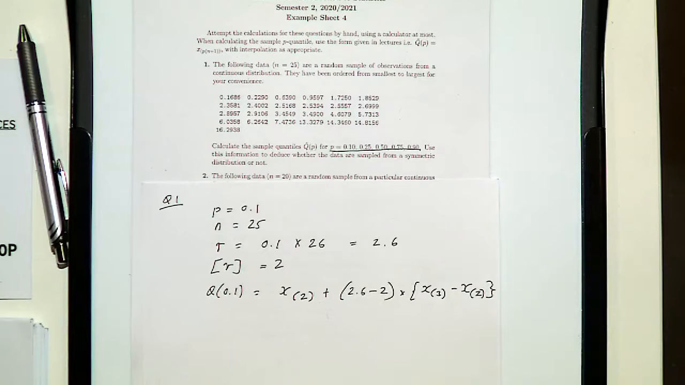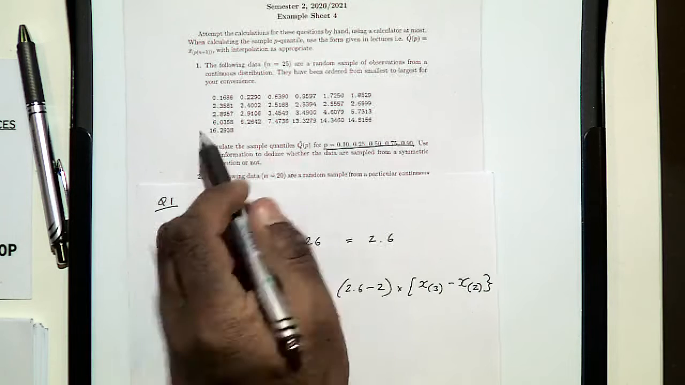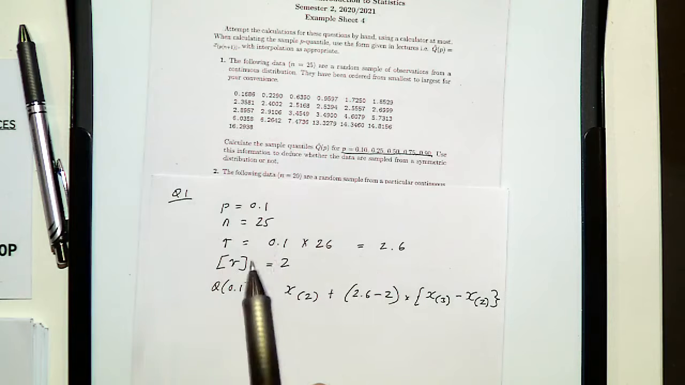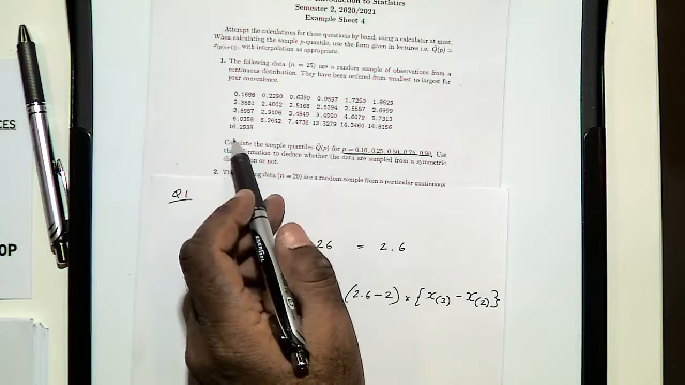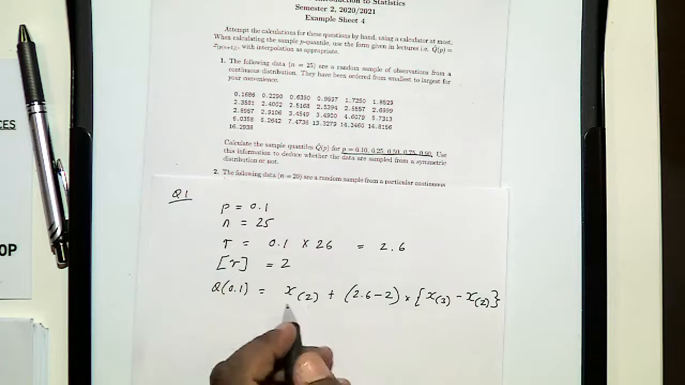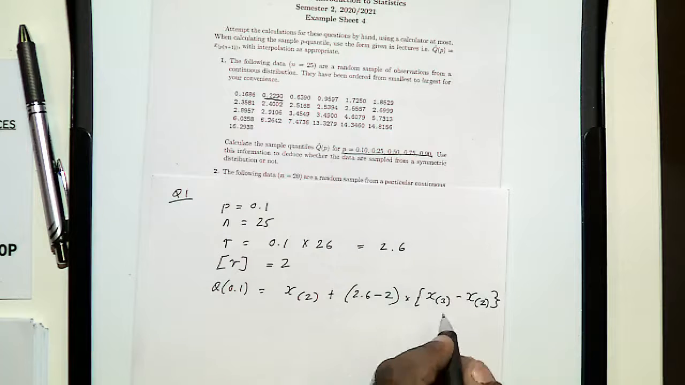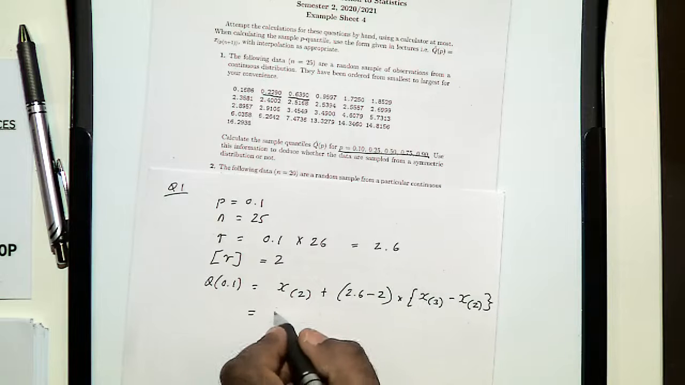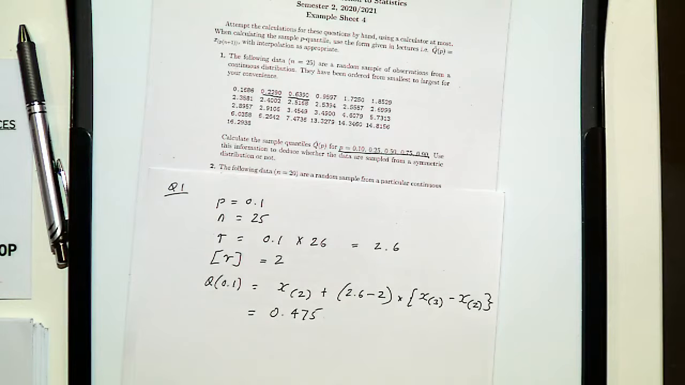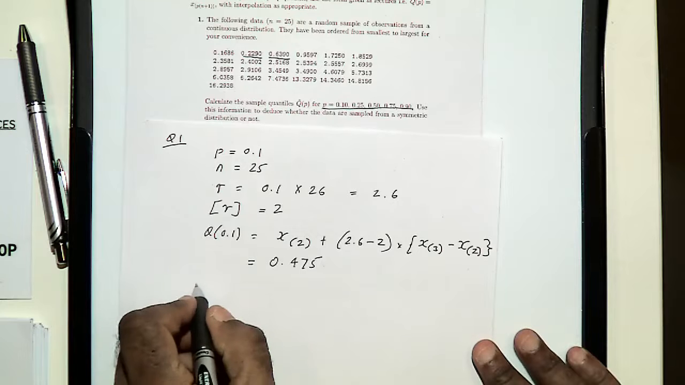This is what you will get, right? By the way, the data are already in the arranged form. So they are already arranged from the smallest data, which is this one, to the largest data, which is 16 point this, right? So x2 is this guy here, and x3 is this guy here, right? And if you sub in the numbers and do the computations, you will get this. So the 10th quantile is 0.475. What it means is that about 10% of the data points are below 0.475.